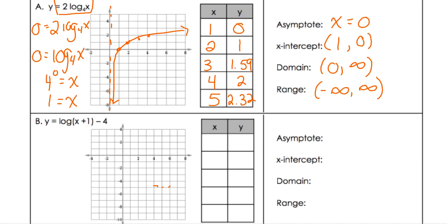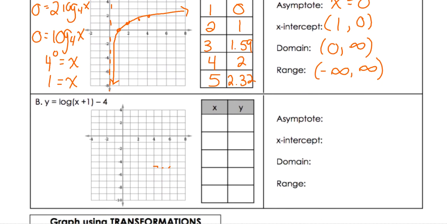Okay, let's go ahead and look at another one here. For b here, we have log, remember there's no base, that means that the base is 10, of x plus 1, minus 4. So I see this plus 1 in the parentheses with x. That tells me that there is a shift left 1, which means my asymptote is now going to be at negative 1. So I'm going to draw that on my graph to start with.